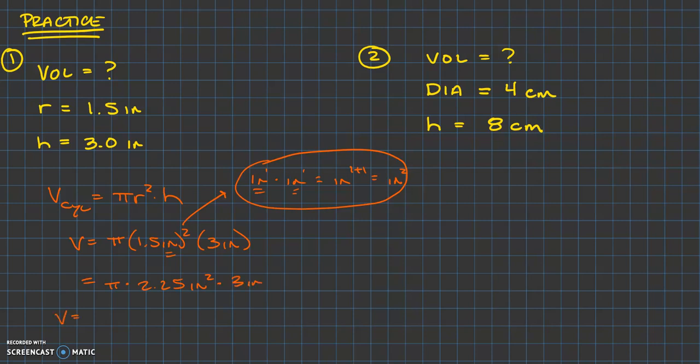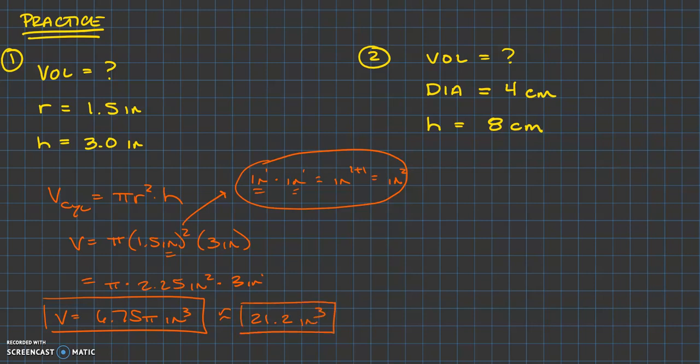So what is the volume? Well, 2.25 times 3 is 6.75. There's my pi. And now here it's going to be inches squared times inches to the first, and that's inches cubed. And so it's 6.75 pi inches cubed. If we multiply pi out, we get approximately 21.2 cubic inches. Either of those answers satisfy our class.